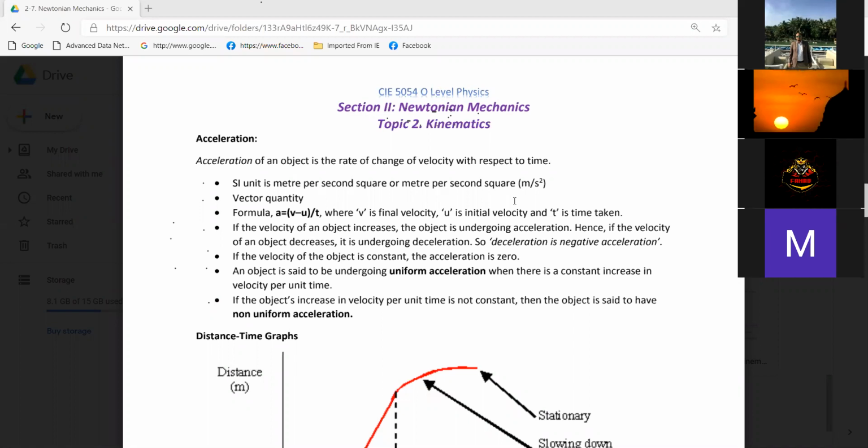Sir, can you explain the initial velocity again, please? Initial velocity means the velocity it was before. So when the driver is pressing the brake, that means already we have some velocity, right? And for example, the initial velocity is 5 meter per second.